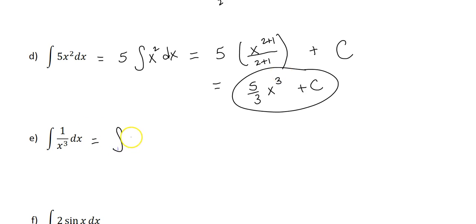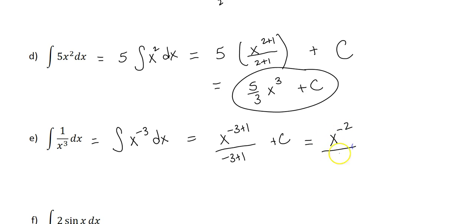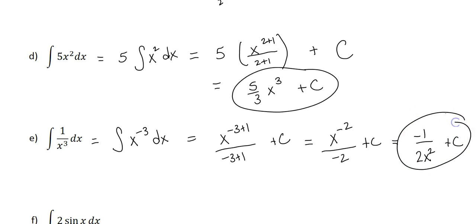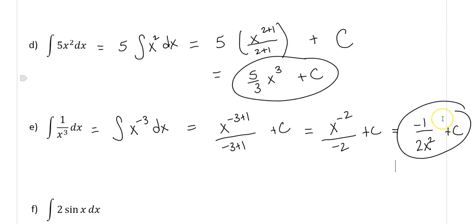This one I could write as the integral of x to the negative 3rd power with respect to x, which will be x to the negative 3 plus 1 divided by negative 3 plus 1 plus c. Be careful with these negative powers. They can be prone to mistakes. This is going to be x to the negative 2 over negative 2 plus c. Or if I want to bring the power down, that would be negative 1 over 2x squared plus c. And you don't have to find a common denominator or anything like that with these. You can leave it as it is.